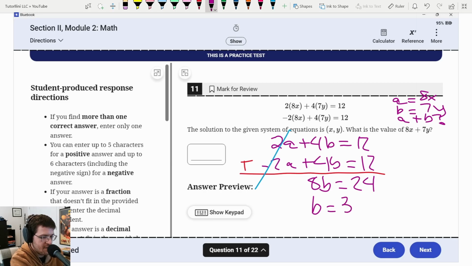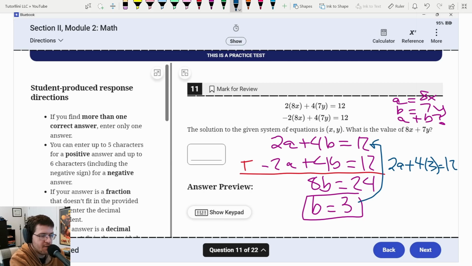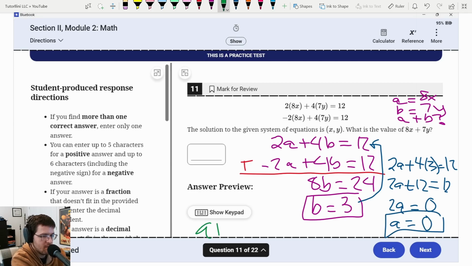Okay, so now I just need to find a. So to do that, how about I go back to the first equation, and I do 2a plus 4 times 3 equals 12. So I get 2a plus 12 equals 12. I subtract 12 from both sides, and I get 2a equals 0. Divide both sides by 2, and I get a equals 0. So a plus b, or 8x plus 7y, must equal 0 plus 3, which equals 3.